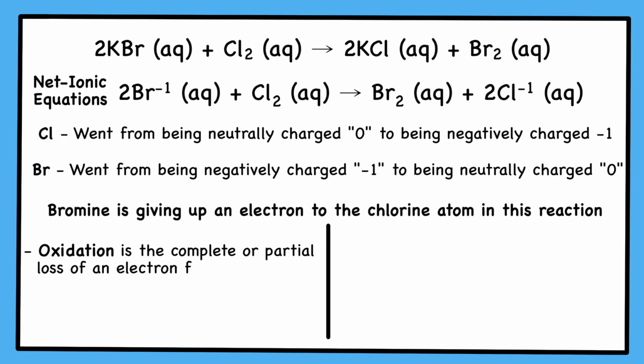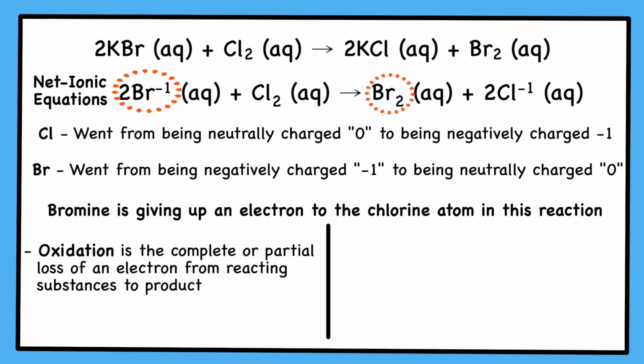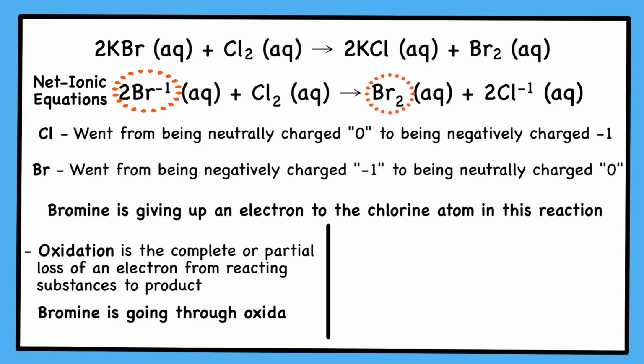Oxidation is defined as the complete or partial loss of an electron from reacting substances to products. So if we look back at our net ionic equation for potassium bromide and chlorine reaction, we would see that bromine goes from a negatively charged ion on the reactant side to a neutrally charged particle on the product side. This tells me that bromine is going through oxidation in this reaction. For oxidation to occur, the electrons lost by a substance that is oxidized must be accepted by an atom or ion of another substance. In other words, there must be an accompanying process that involves the gaining of electrons.